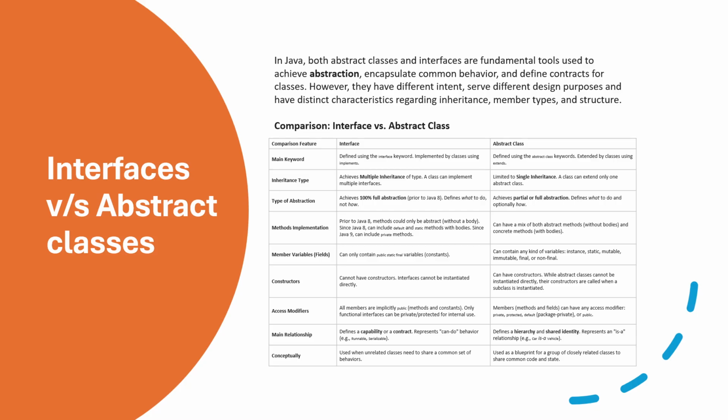Another feature is member variables. So interfaces can only contain public static final variables, while abstract classes can contain any kind of variable: instance, static, mutable, immutable, final, or non-final.